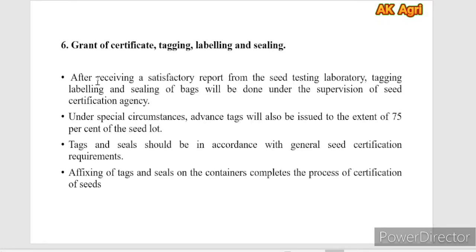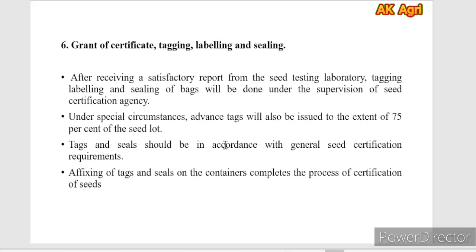So that is the sixth stage: grant of certificate, tagging, labeling, and finally sealing. After receiving the satisfactory results from the seed testing laboratory, the tagging, labeling, and sealing of the bag will be done under the supervision of the seed certification agency. Under special circumstances, advance tags will be given to the grower or producer up to the extent of 75% of the seed lot.